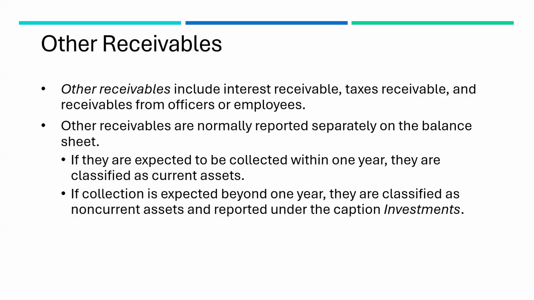And then other receivables are interest receivable, taxes receivable, and receivables from officers or employees. They're usually reported separately, and usually they're small enough that they're in the other category, like other current assets or other receivables.